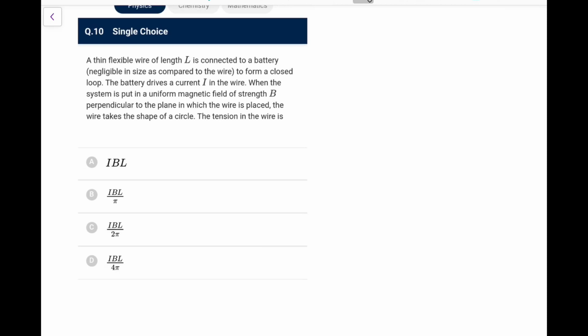Okay, the wire forms a closed loop, and the battery drives a current I. When the system is put in a field of strength B perpendicular to the plane, it will take the shape of a circle. We know the tension in the wire is... So we all know this particular concept very well.